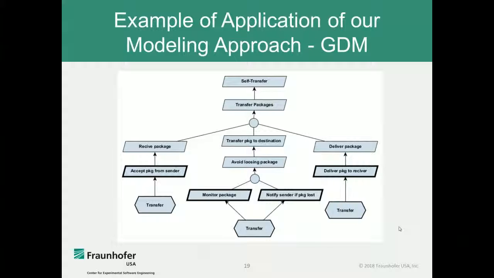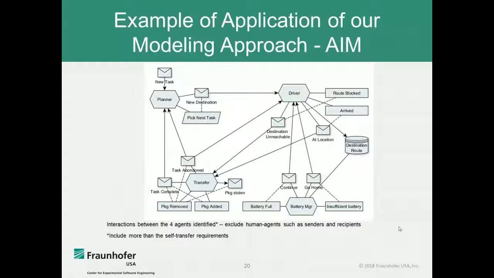So we move to the next slide. This is the agent interaction model, where we take all the agents that we discovered from our goal model, and we start to think about how they interact.